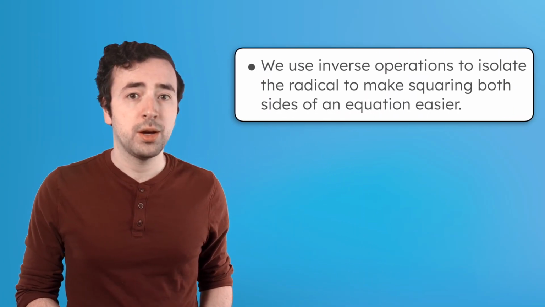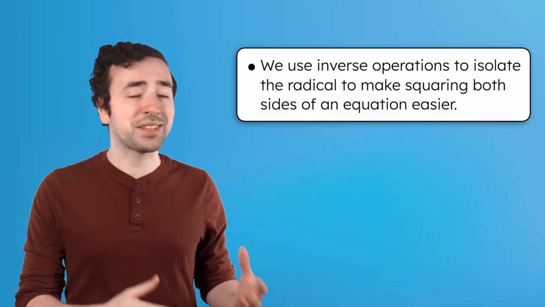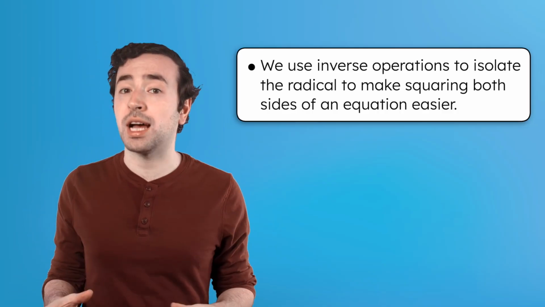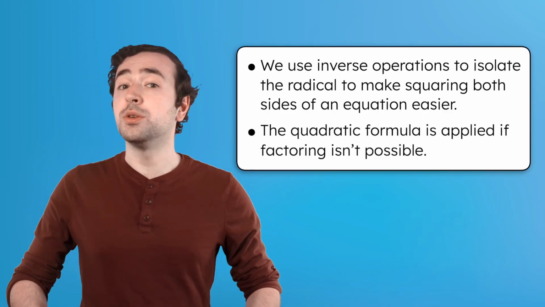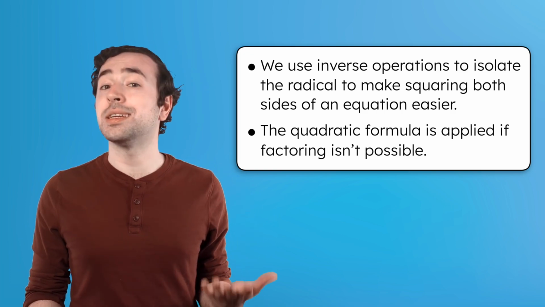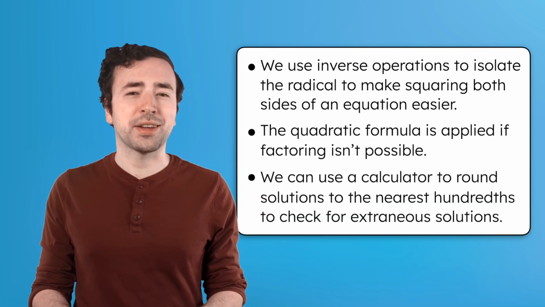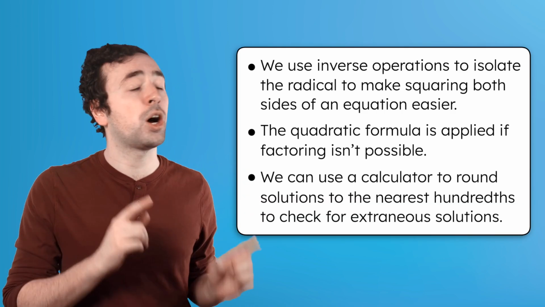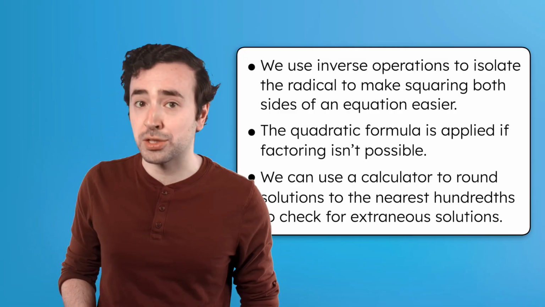Great job solving radical equations involving 2 square roots or additional steps. We use inverse operations to isolate the radical to make squaring both sides of an equation easier. We can use the quadratic formula if factoring isn't possible, and we can always use a calculator to round solutions to the nearest hundredths to check for extraneous solutions.